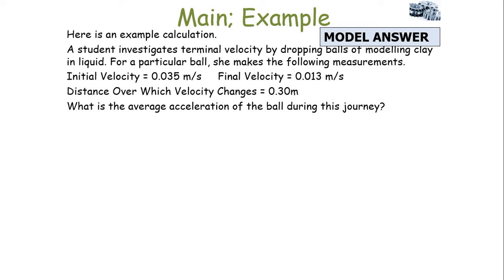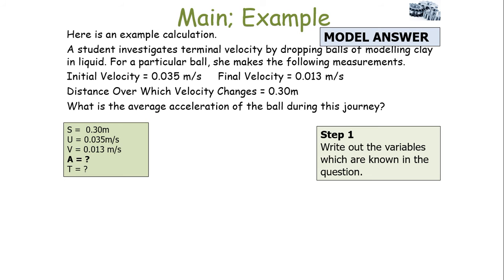Now, let's look at a particular example of this. A student investigates terminal velocity by dropping balls of modeling clay in a liquid. For a particular ball, she makes the following measurements. The initial velocity is equal to 0.035 meters per second. The final velocity equals 0.013 meters per second. The distance over which the velocity changes is 0.30 meters. What's the average acceleration of the ball during this journey?